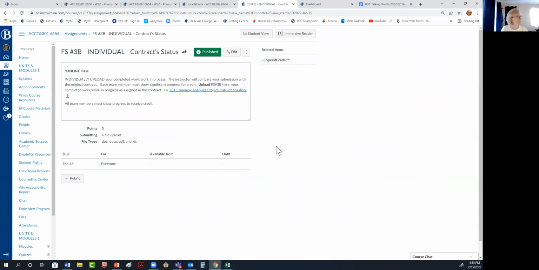The way that works is you just upload whatever you have done so far. So you have to do something. You can't not do something. I'll go through the SpeedGrader and I'll give you feedback on whatever you submit. So don't do something like a one sentence. Show that you've completed some work. So if you're doing the spreadsheet, start in on the spreadsheets.